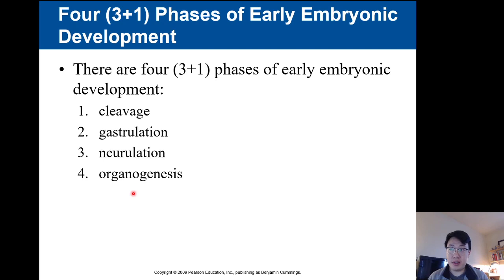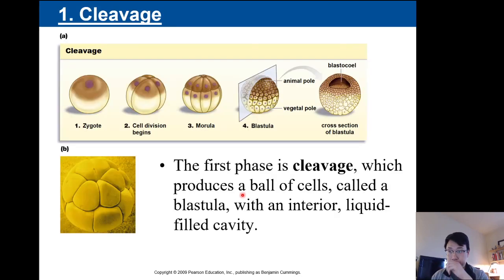So step 1 is dividing the cells. Step 2, gastrulation. Maybe it's forming the digestive tract, esophageal tube, or something gastrointestinal. That sounds like digestion. Neurulation sounds like nerves, and organogenesis is like the rest of the organs. That's what I'm thinking. Okay, so that's how you would break down these words. So let's explain the first step, the process of cleavage. Now, this is a great visual representation.